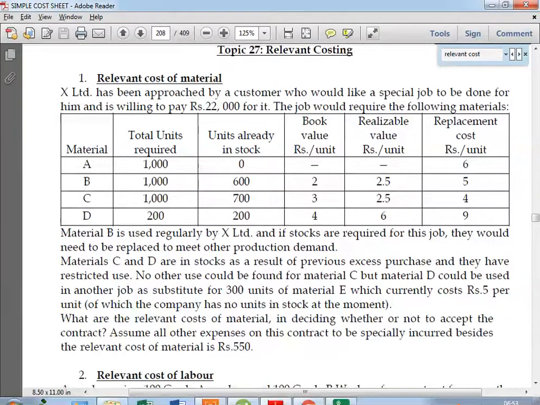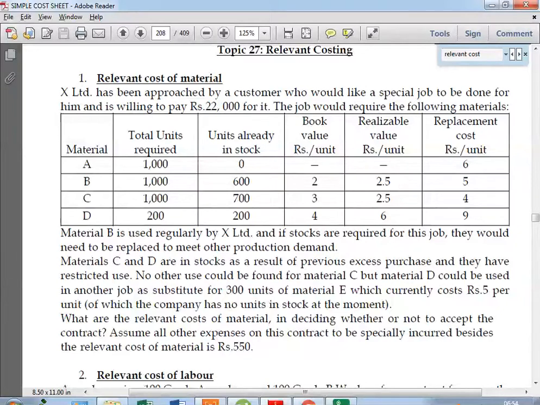Okay, we'll start discussing this. X Limited has been approached by a customer who would like a special job to be done and is willing to pay 22,000 for it. The job would require the following materials. Our objective is to get the relevant cost of the project, whether to take up the special job which has come in or not. So I need to analyze each of the materials and then give my notes on it.